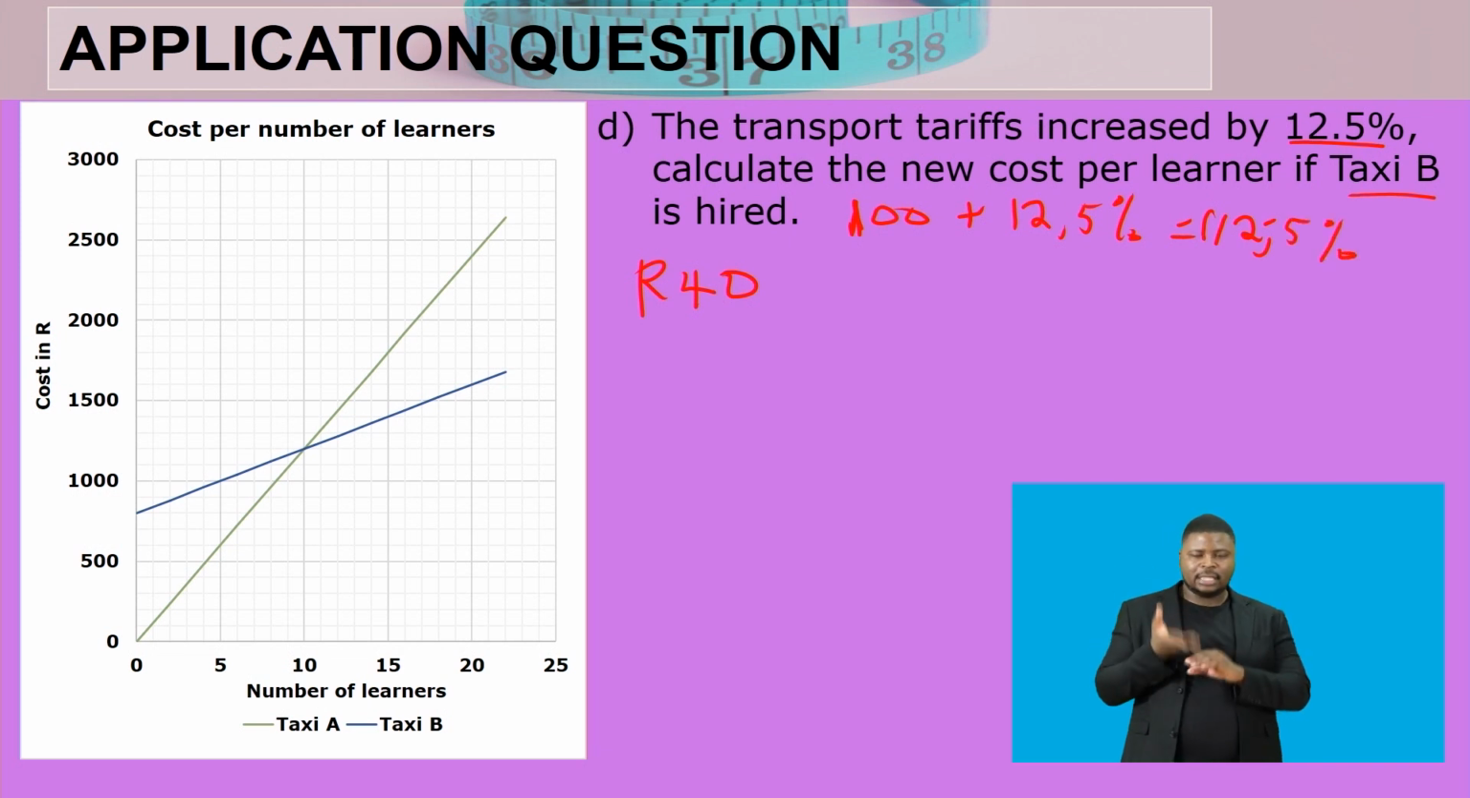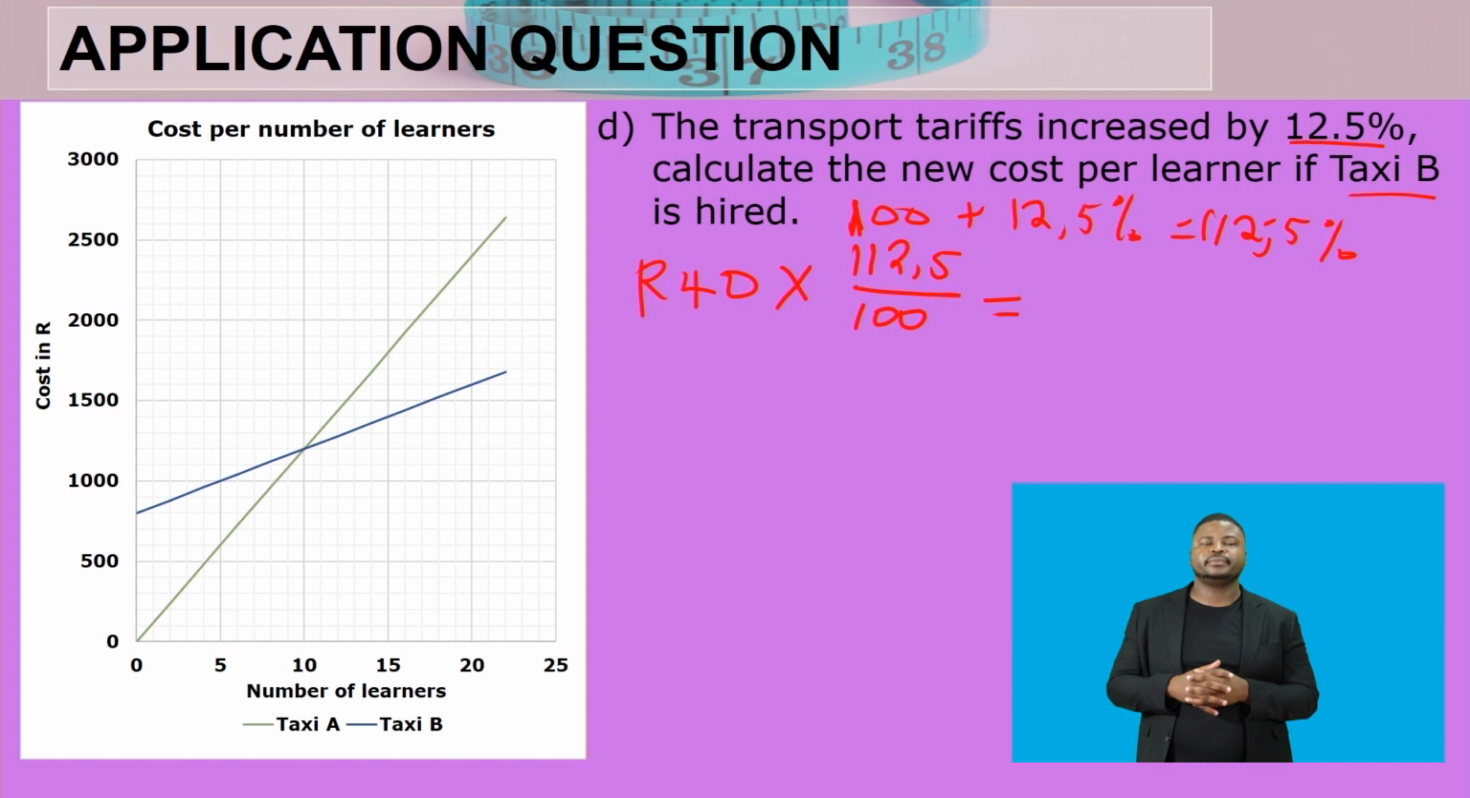That is the increase. So it means when you are paying the increased price, you will definitely pay 112.5% of that amount. Or you can use the other method. So what is 40 multiplied by 112.5 over 100? It gives us 45 rand.